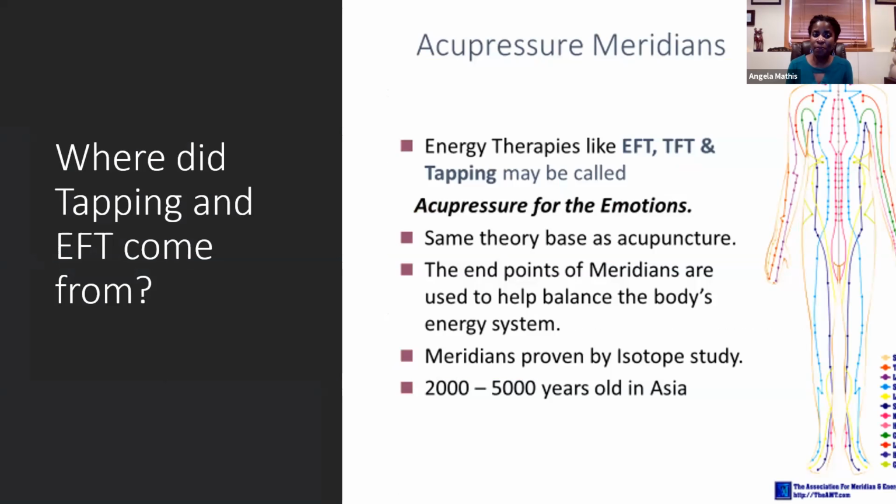So where did tapping and emotional freedom technique come from? We are actually tapping on acupressure meridians. Here is a drawing of what acupressure meridians look like in the body. We are using the same theory base as acupuncture, which is 2,000 to 5,000 years old in Asia.